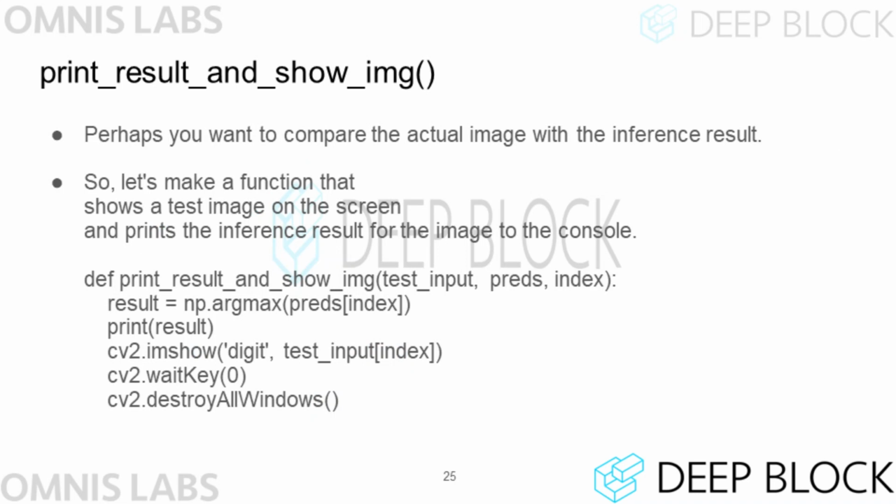You'll want to check what class the model thinks of when it receives an image input. To do this, we will print the model's inference result and the input image to the screen. The print result and show image function shown on the slide receives the test image, the model's inference result, and the index value that specifies which test image to print. And this function prints the inference result of the model as a number to the console, and also shows the test image input in a new window.